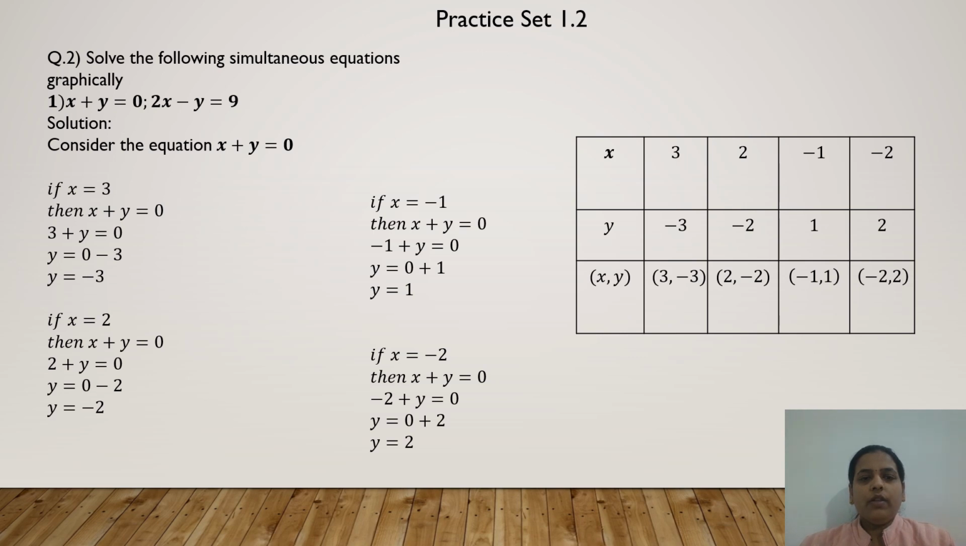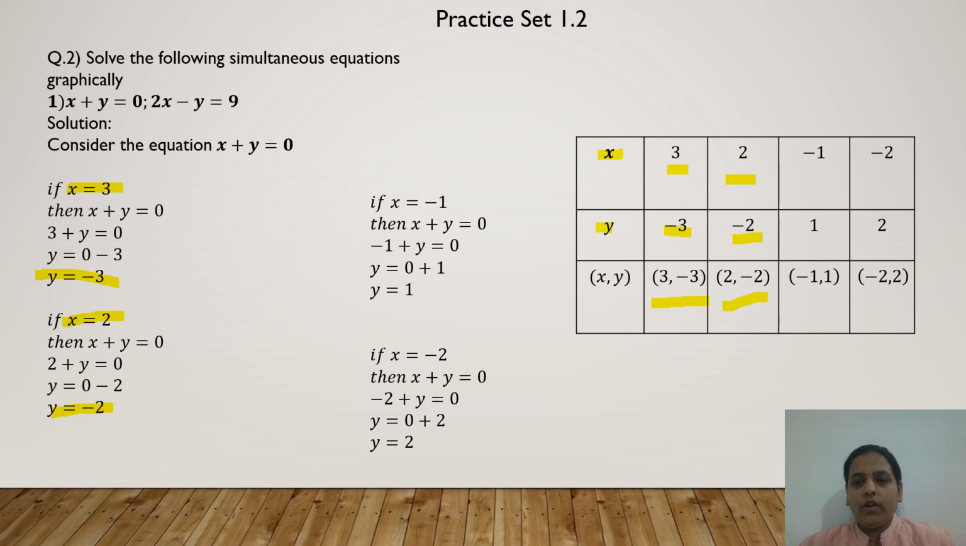So after calculating these four ordered pairs, construct one table. In that table, arrange the x coordinates and the y coordinates. What are the x coordinates here? When x is equal to 3, the value of y is minus 3. Therefore, the coordinates of the first point are (3, minus 3). Next, when x is equal to 2, the value of y is minus 2.